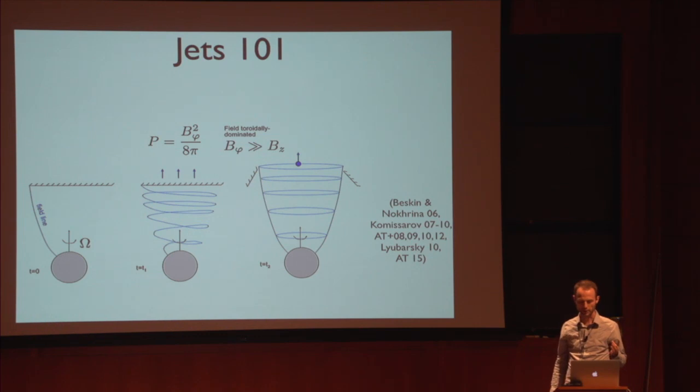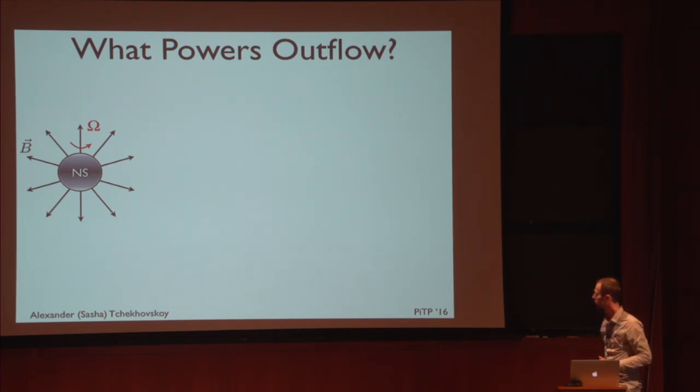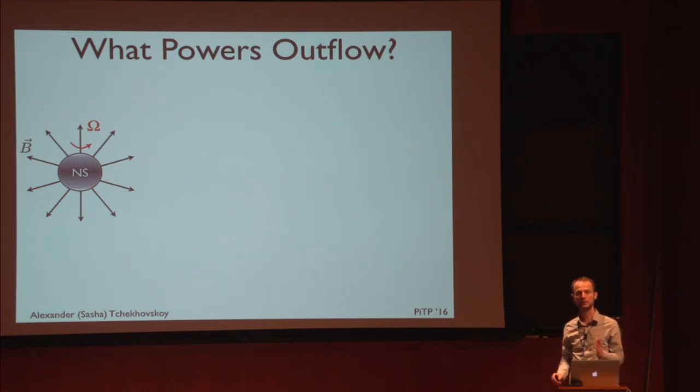So let us try and figure out what is the power of the outflow that is produced here. And here I will focus on the case of a neutron star. I will not start with a black hole right away. I will ease it in because we have a surface. We're comfortable with this hard surface. Let's try and see what kind of power will come out.